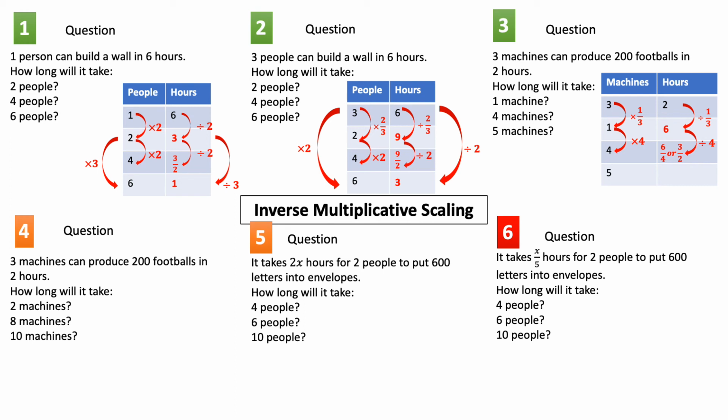And then finally, for 5 machines, I'm going to go back to 1 here because it's a much easier calculation to do. All I have to do is multiply 1 by 5 to get 5. Therefore, I divide 6 by 5 to get 6 over 5 or 1.2 hours.